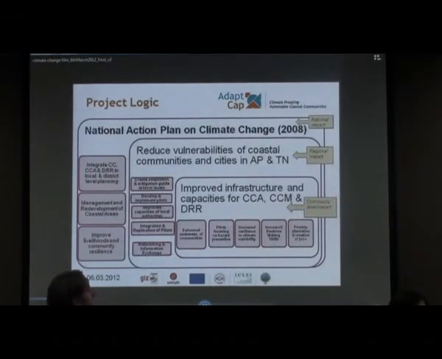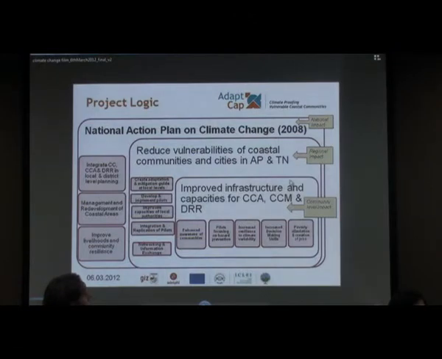Like every EU project, we basically have an overarching goal of trying to work at the level of the National Action Plan on Climate Change of India. The core issues that we are trying to address at the national level are to integrate climate change into local and district level planning, management and redevelopment of the coastal areas and mangroves, and improve livelihoods and community resilience.